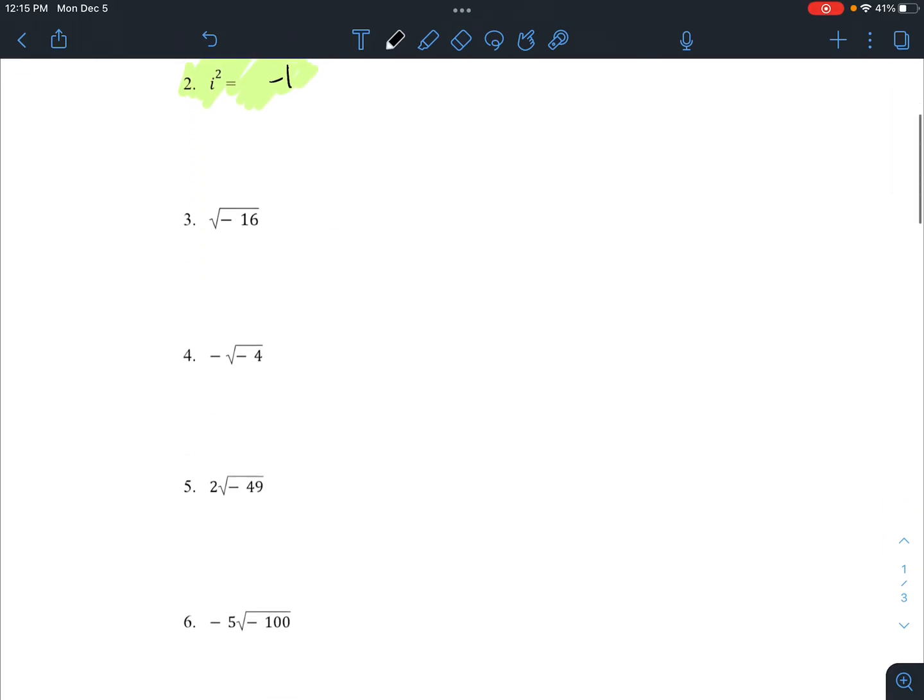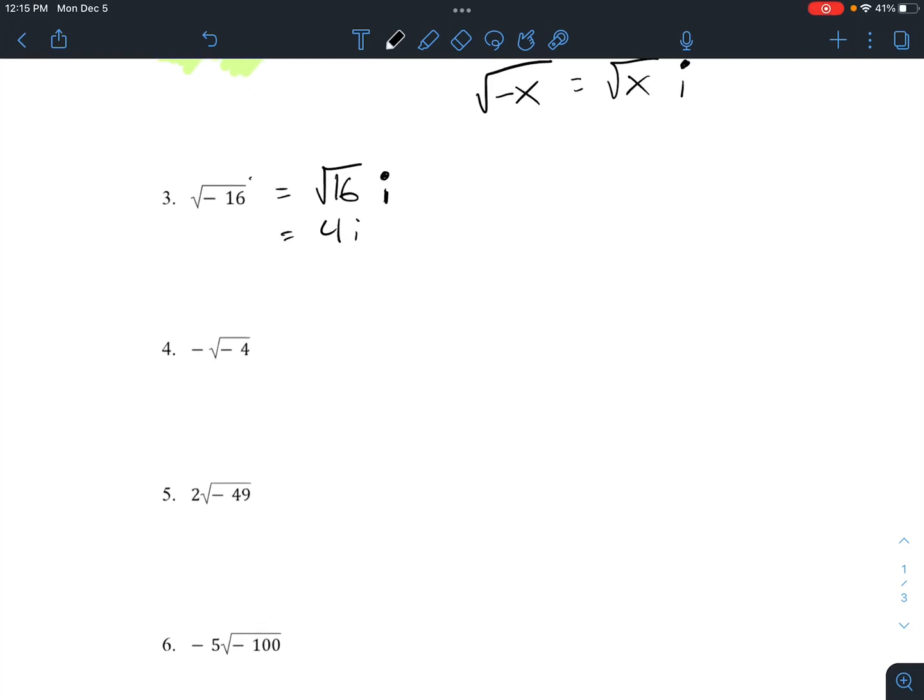Now, when we do something like this, remember we're going to have this property that the square root of -x is equal to the square root of x times i. So this is going to equal the square root of 16 times i, and then we just evaluate the square root of 16. What we're basically doing is taking this negative on the inside and rewriting it as an i out back. So then we just evaluate the square root of 16, which is 4 multiplied by i.